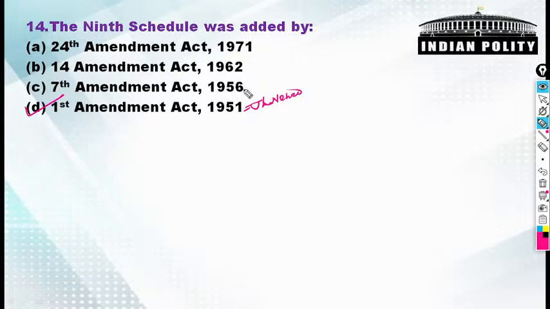And the 14th Constitutional Amendment Act of the Indian Constitution is related to Pondicherry as the 9th Union Territory of India. In 1962, Pondicherry became the 9th Union Territory at that time. So these are very important amendments. Answer will be D.